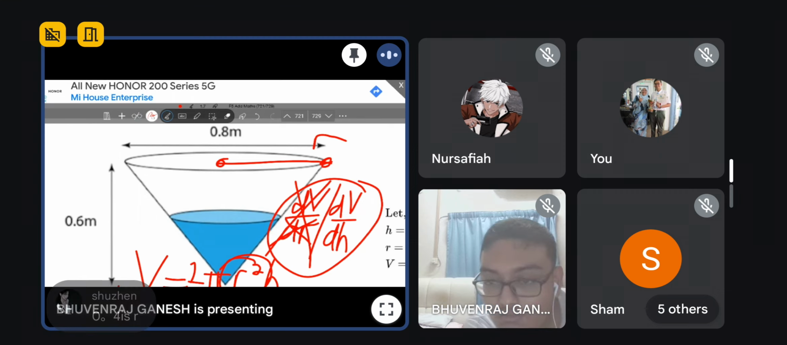Boleh faham tak, guys? Can you understand this? Common sense, right? You got your radius, height, so you take the ratio 0.4 divide 0.6. So now you can express R in term of H, R dalam sebutan H. Kamu akan dapat yang ni from this equation.